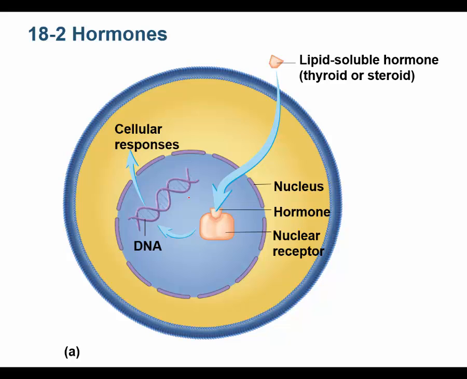This is showing you a lipid-soluble hormone like the steroids, or the one exception in the amino acid derivative class, thyroid hormone, that also enters the cell and binds intracellular receptors or nuclear receptors. And these typically turn on genes of the DNA.